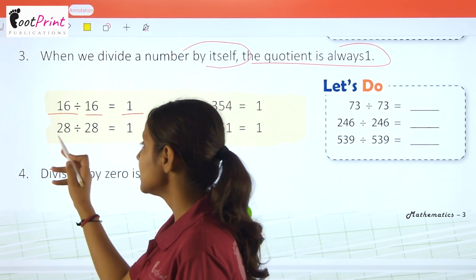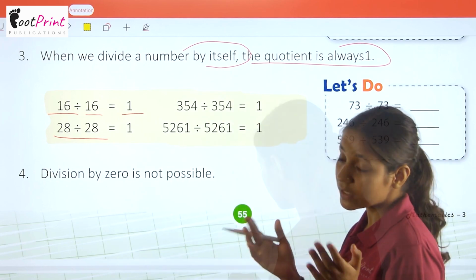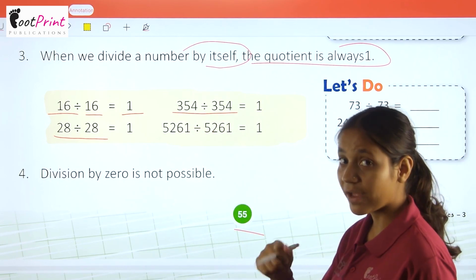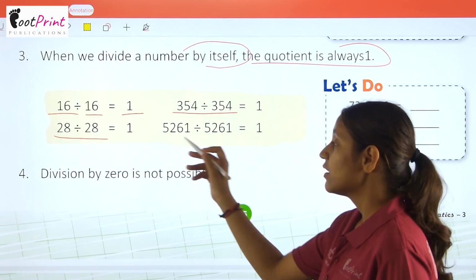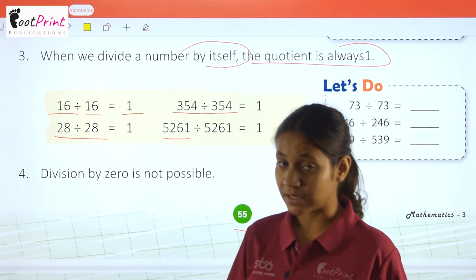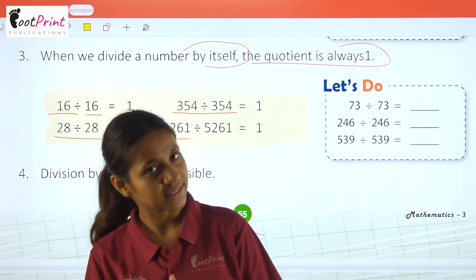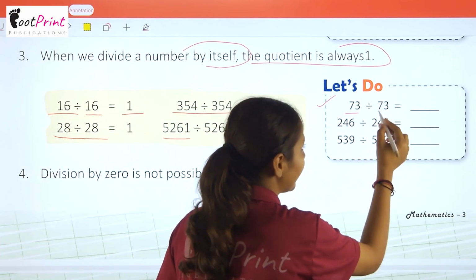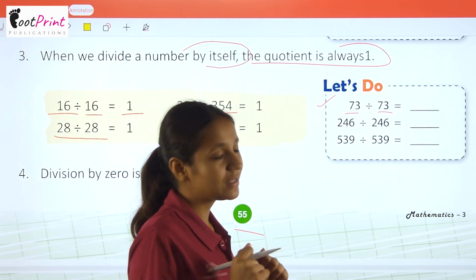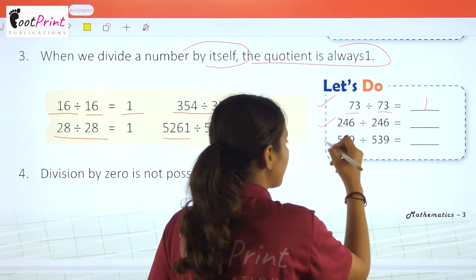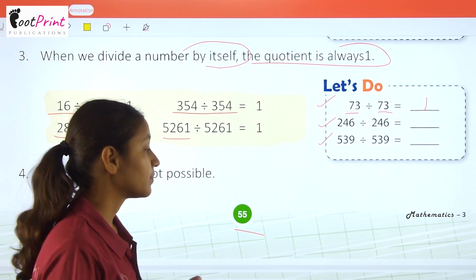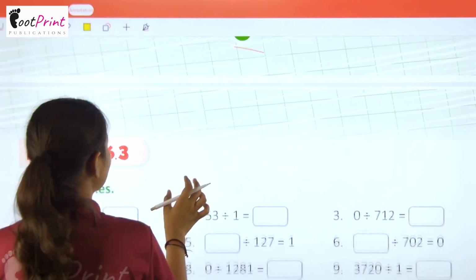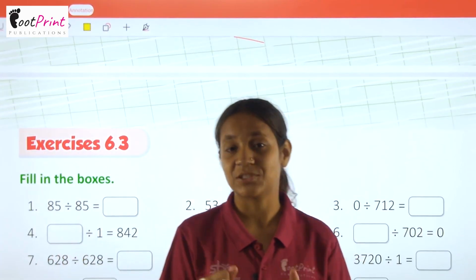That means 28 divided by 28 is 1. 354 divided by 354 is 1. 5261 divided by 5261 is also 1 only. Here 73 divided by 73 is 1. Okay, so the rest of the part you have to do by yourself. Now we understood the properties of division.